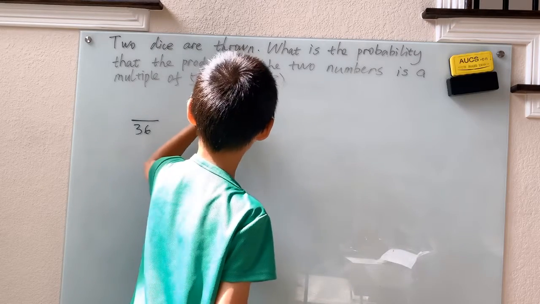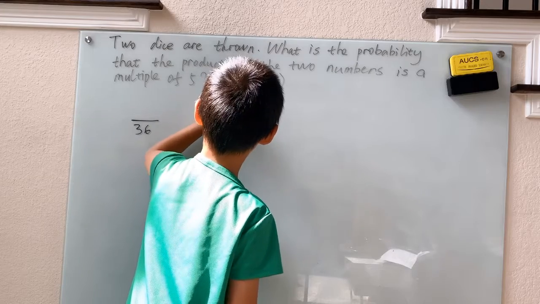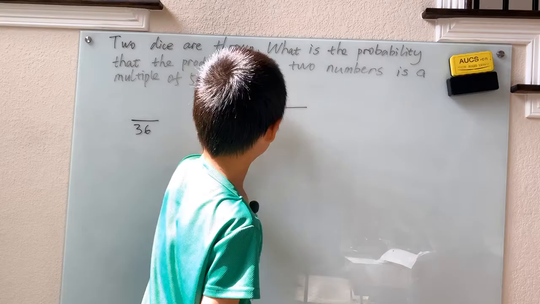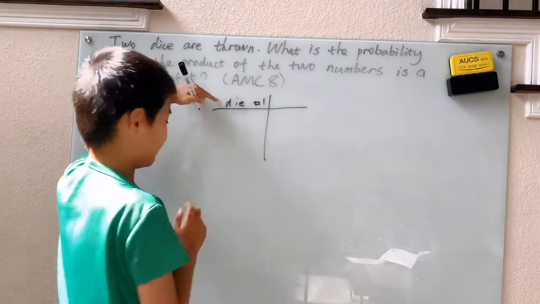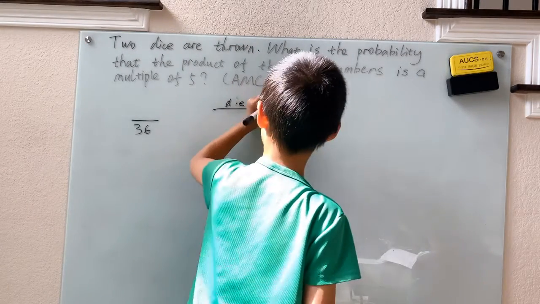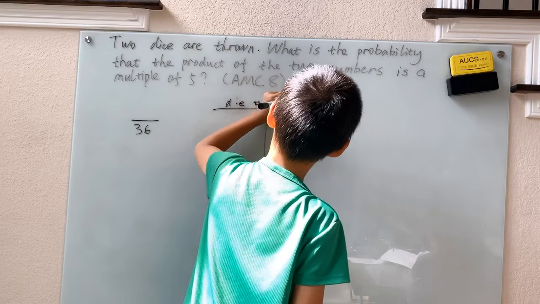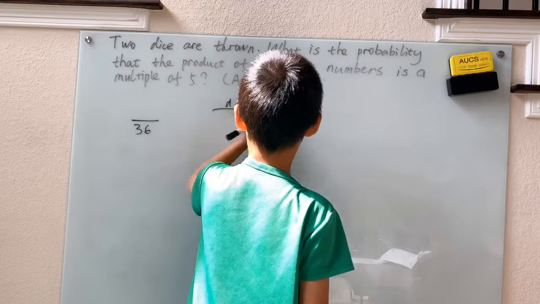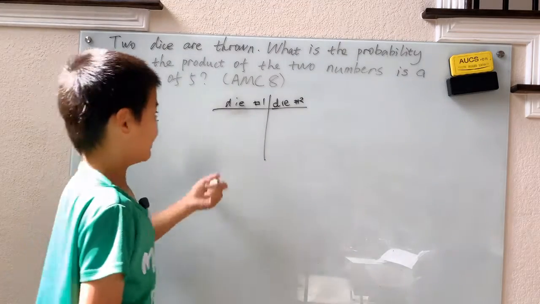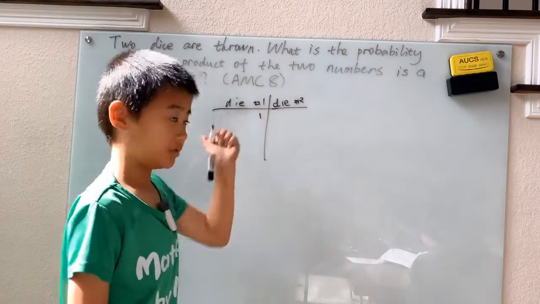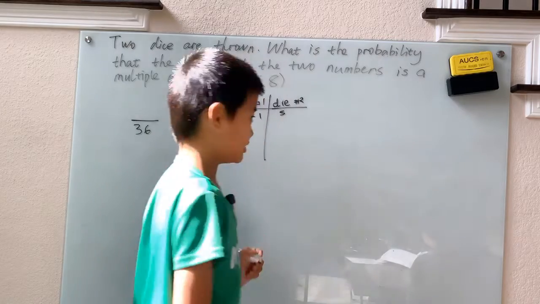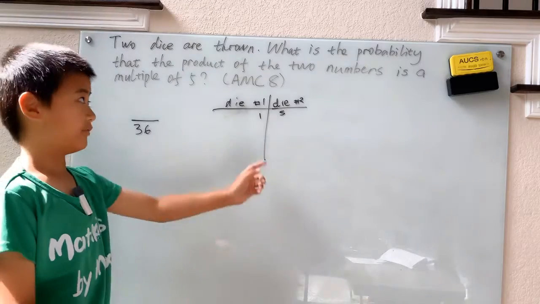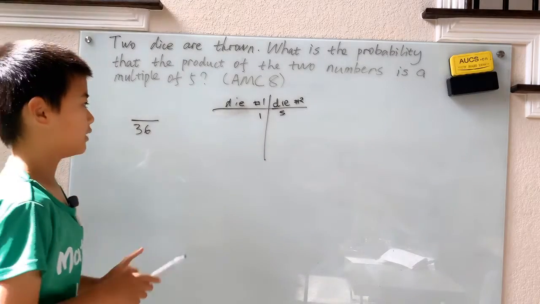our two dice. First, we'll get die number 1, and then we'll look at whatever die number 1 rolls, what will die number 2 roll? Well, obviously, if die number 1 rolls a 1, die number 2 has to be 5, since 1 times anything else on die number 2 won't be a multiple of 5, since we want multiples of 5.